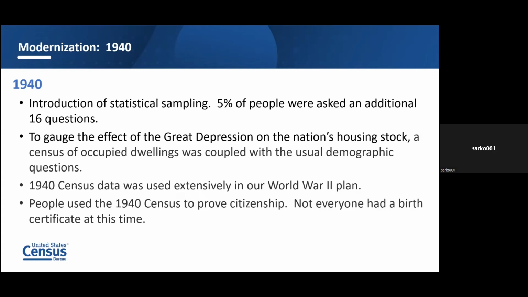The 1940 census was also extensively used to help people trying to prove their citizenship as people came to work for government or enlisted in the military. You have to remember that in 1940, not everybody had a birth certificate, so they could use their census information.